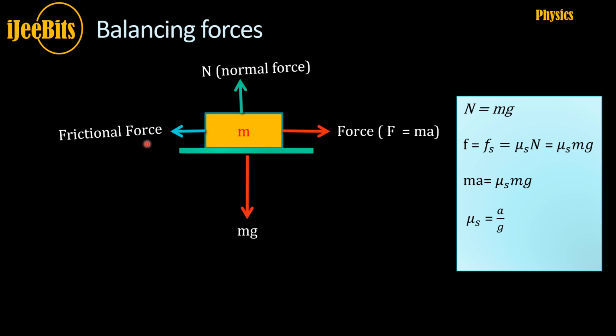And this is the frictional force. If the block is not sliding, there is static friction acting between the block and the surface it is resting on. This force acts parallel to the surface and opposes any tendency of the block to slide. It arises due to the microscopic interaction between the surfaces in contact.